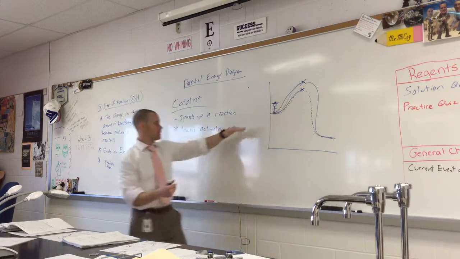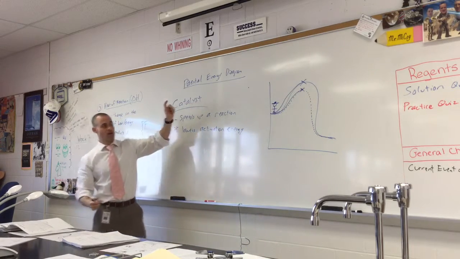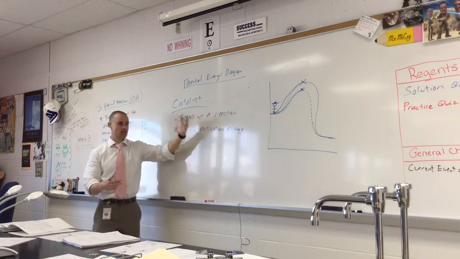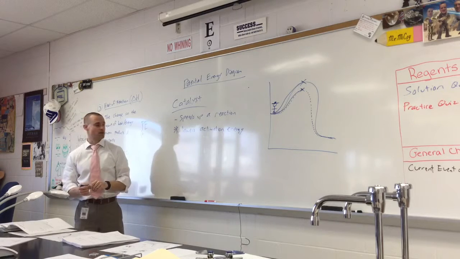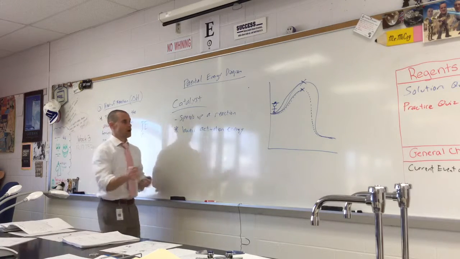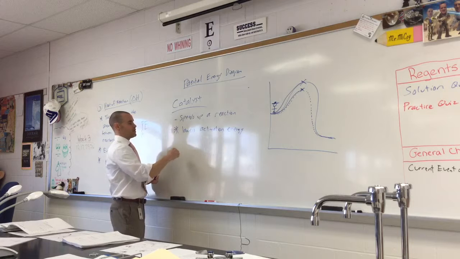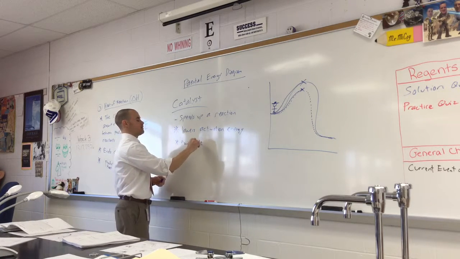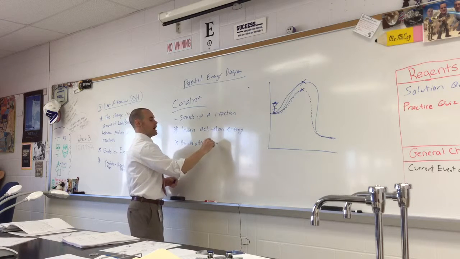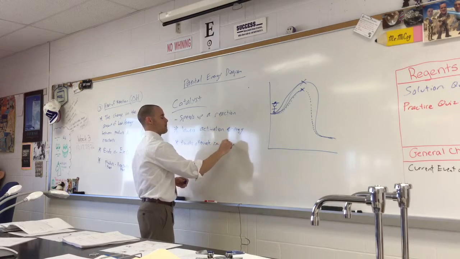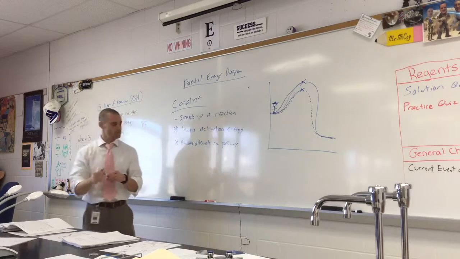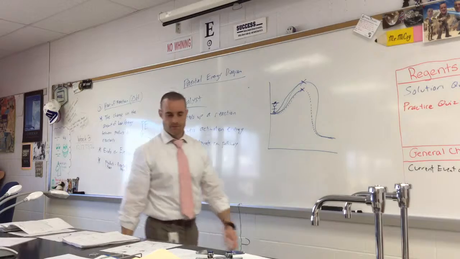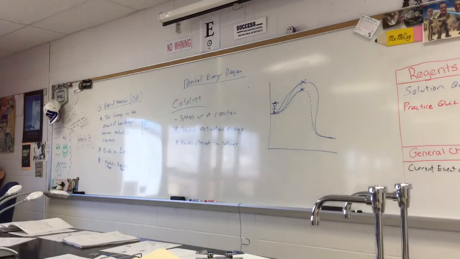It lowers that activation energy. That first arrow, from here to here, it lowers that. So it requires less energy to start. Therefore, it reacts faster. That's how catalysts work. Speeds up a reaction, lowers activation energy, provides an alternate reaction pathway. That's what a catalyst does. Let's go back and do the demo. I know I went quick, but that's okay.